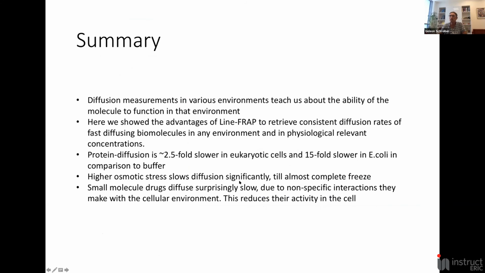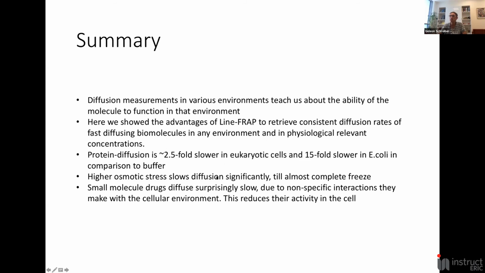So if I summarize my talk here, diffusion measurements in various environments teach us about the ability of molecules to function in that environment. Here we show the advantage of Line-FRAP to retrieve consistent diffusion rates of fast diffusing biomolecules in any environment at physiologically relevant concentrations. Protein diffusion is 2.5-fold slower in eukaryotic cells, and 15% slower in E. coli in comparison to buffer.